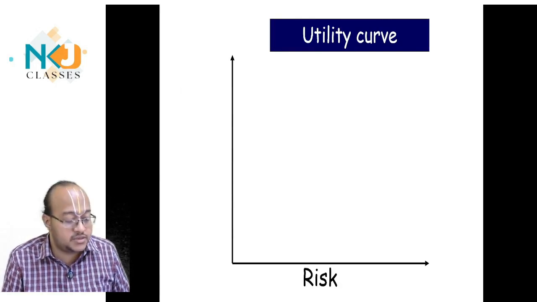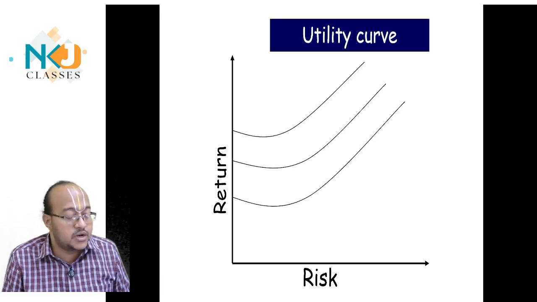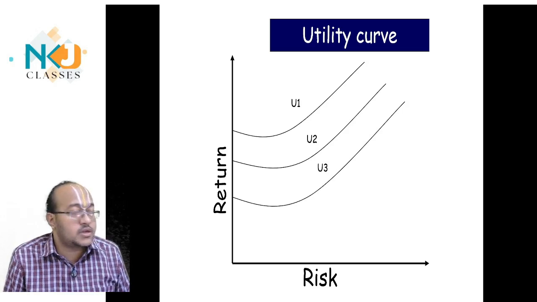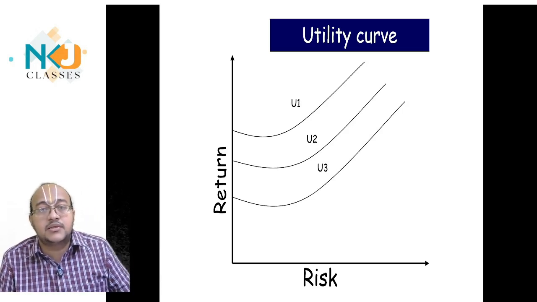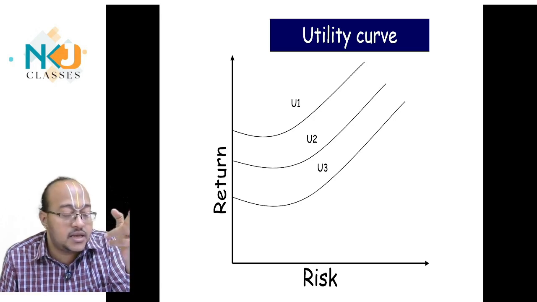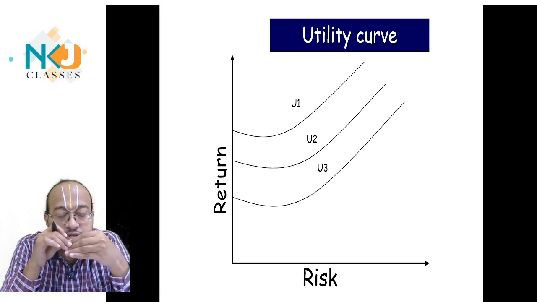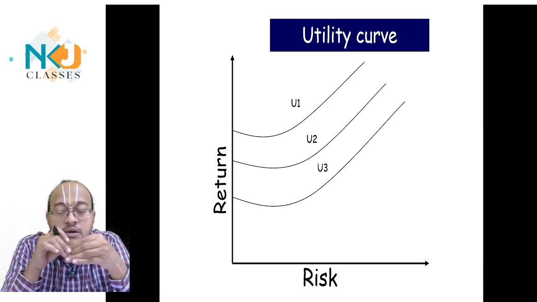Now come to the core discussion. Risk return, utility curve will be there. This is multiple utility curve, U1, U2, U3. In the previous slide I told you that is different investor. Here same investor having 3 different utility curve. Are you understanding? What is the difference between that utility curve and this utility curve?